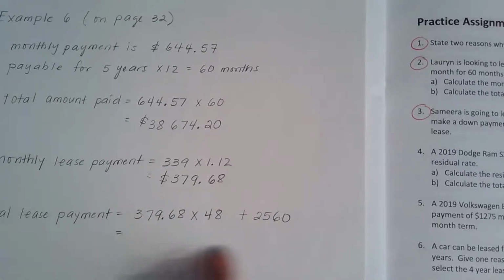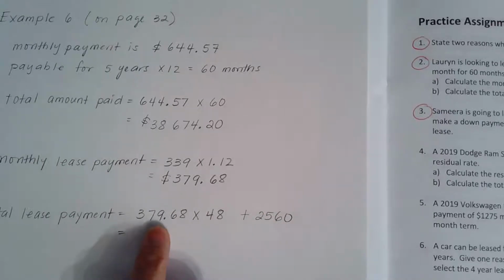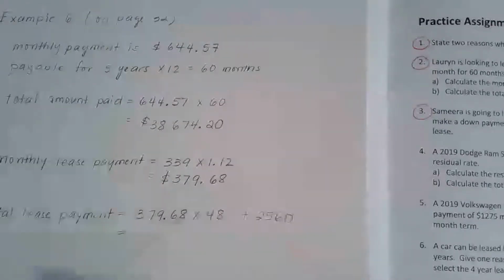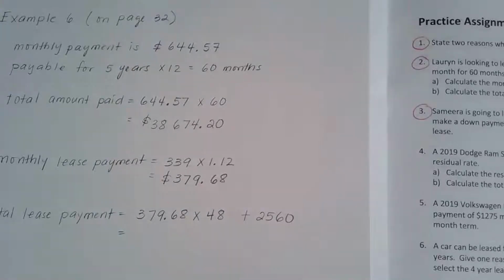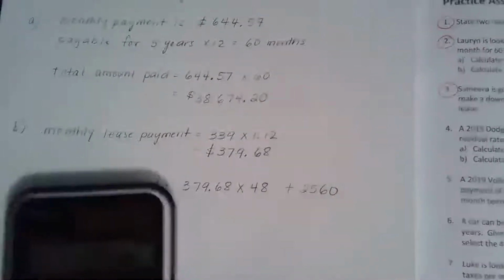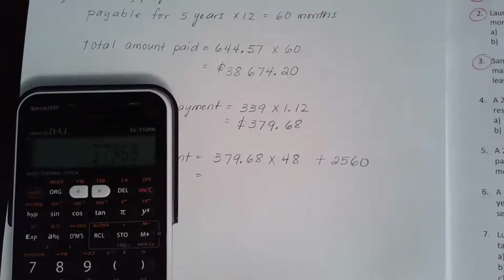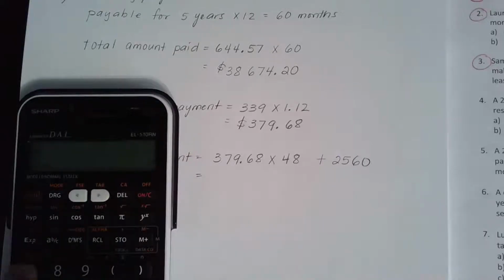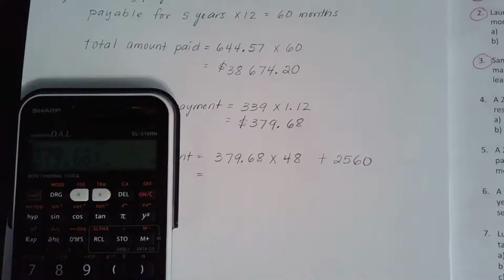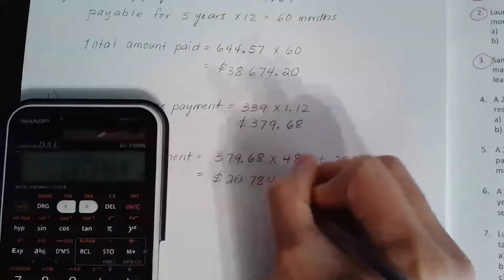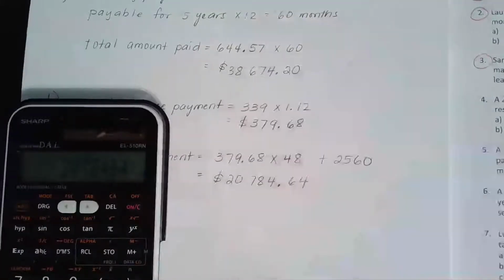Let's do the math here. If you want, you can type all this into your calculator, and the calculator will use the order of operations. I'll show you what I'm typing in here. 379.68 times 48 months plus 2,560. That gives $20,784.64.